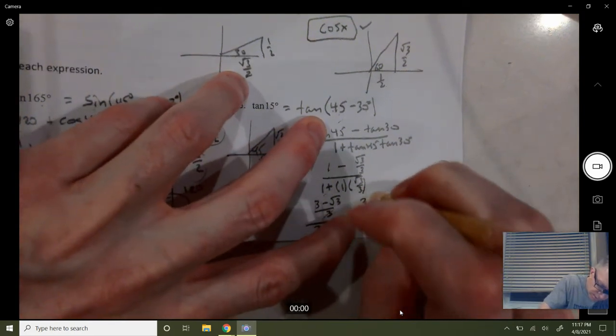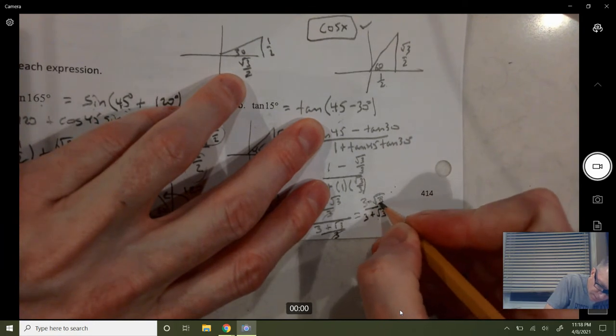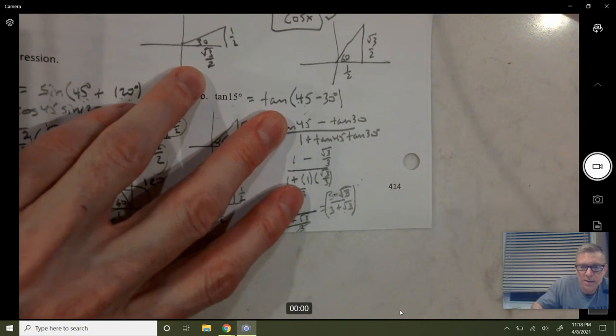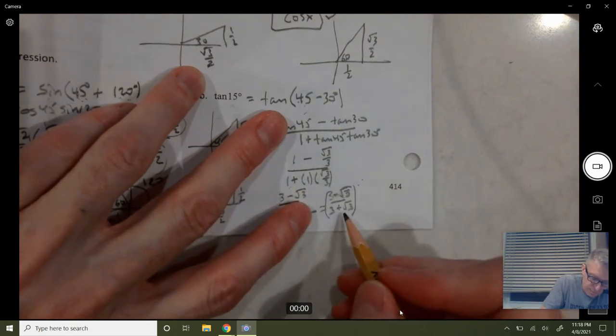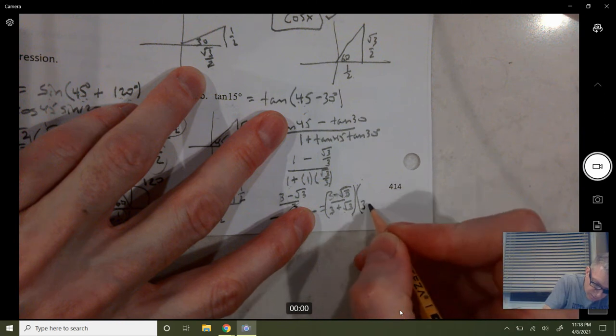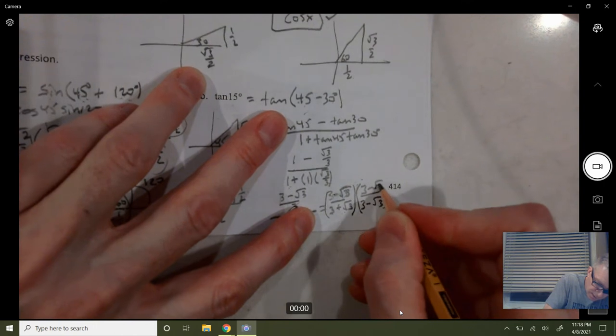Make sure you can see that. That's 3 minus rad 3. Now, getting rid of the radical in the denominator, we're going to multiply by the conjugate of the denominators. 3 minus rad 3, 3 minus rad 3.